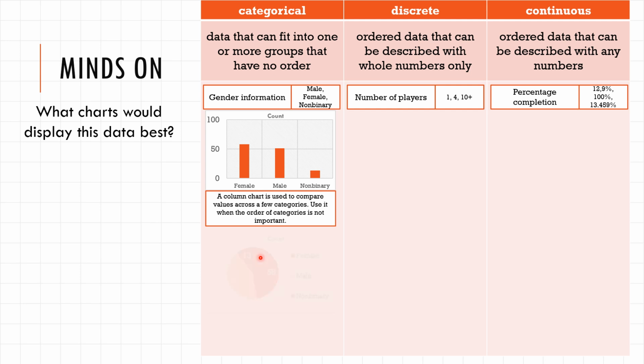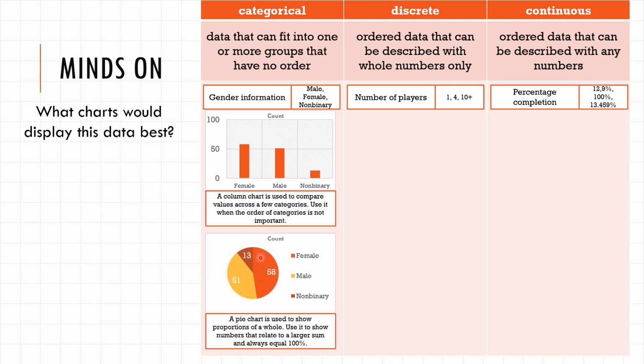One more option that you might have is a circle graph or a pie chart. A pie chart is used to show proportions of a whole. So this slice represents 13 responses. This slice represents 51, and this slice represents 58. That is used to show proportions, and the entire circle represents the whole population. And we would use this to show that the numbers are always related to a larger sum. And if you add them all up, they should always equal 100%.